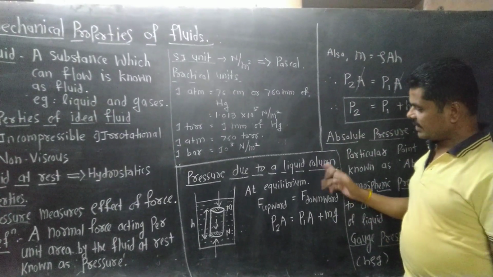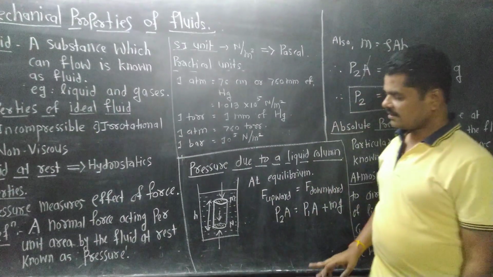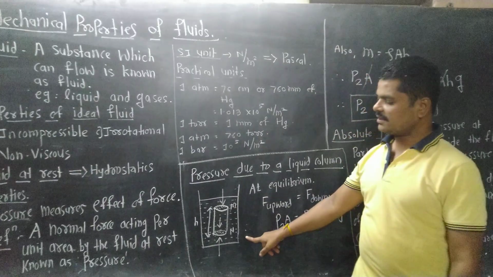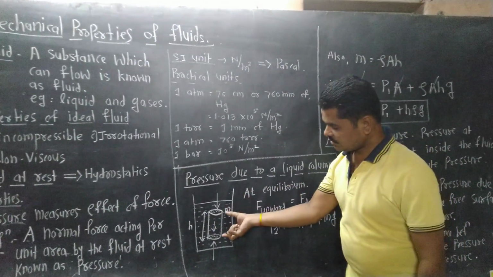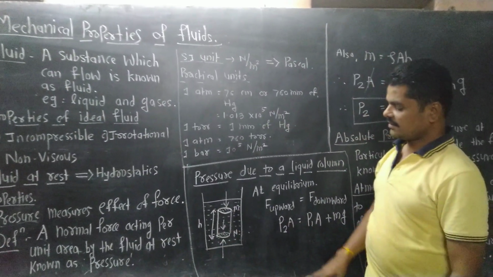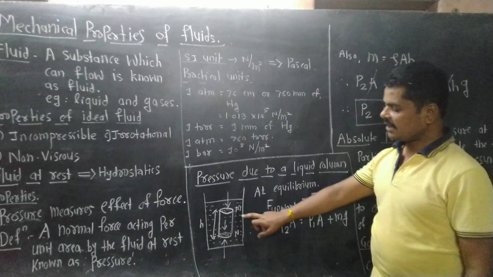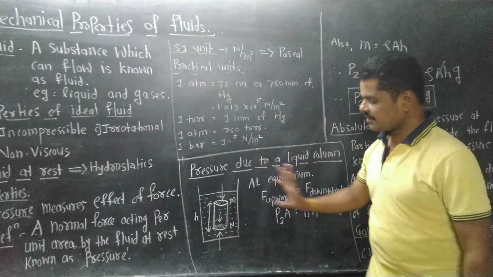To calculate pressure due to a liquid column, I will draw a figure here. In this figure, this is a container, and in that container the fluid is filled. Also, I can consider an imaginary cylinder. I want to find the pressure at point N and the pressure at point M. What is the pressure at point N and M?